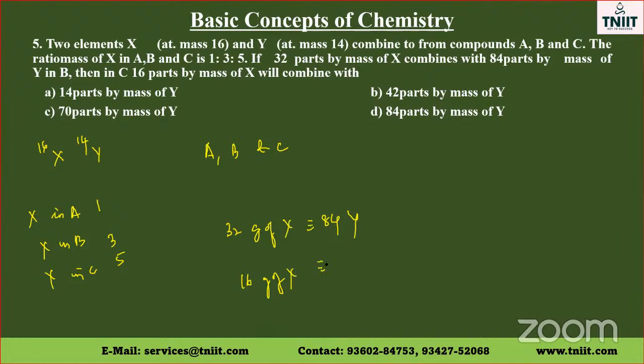See, the question is very simple here. X is 16 and Y is 14. They are clearly saying here 32 parts of X combines with 84 parts of Y by mass in B. Then in C, 16 parts by mass of X will combine with. So half of it. 32 and 84. Half of 32 is 16. So here also it should be half of it. Therefore, it will be 42 parts by mass of Y.